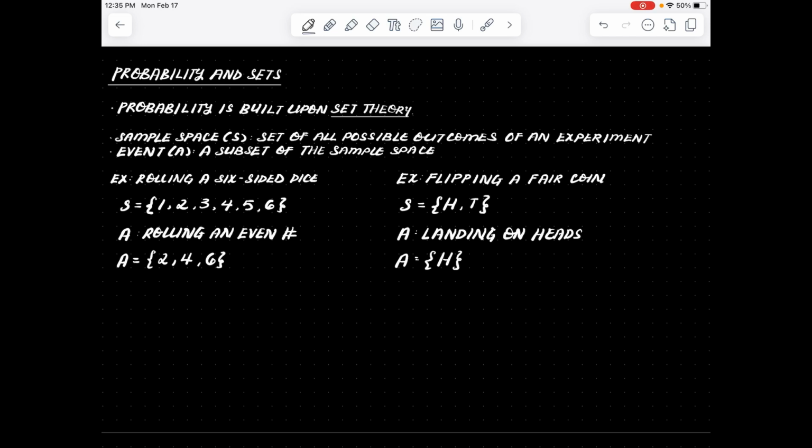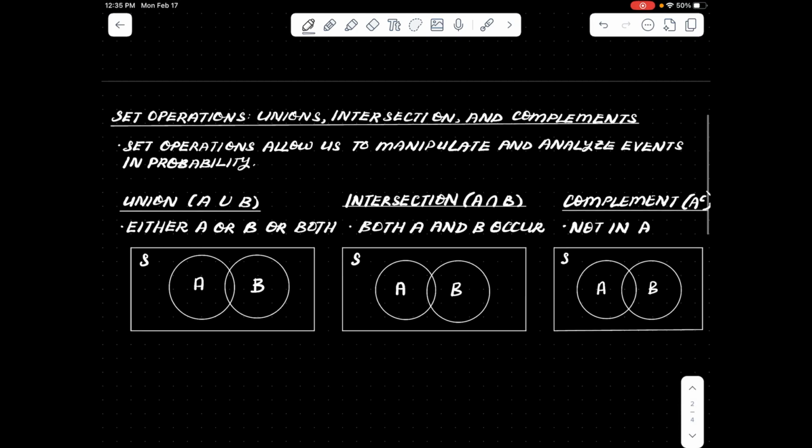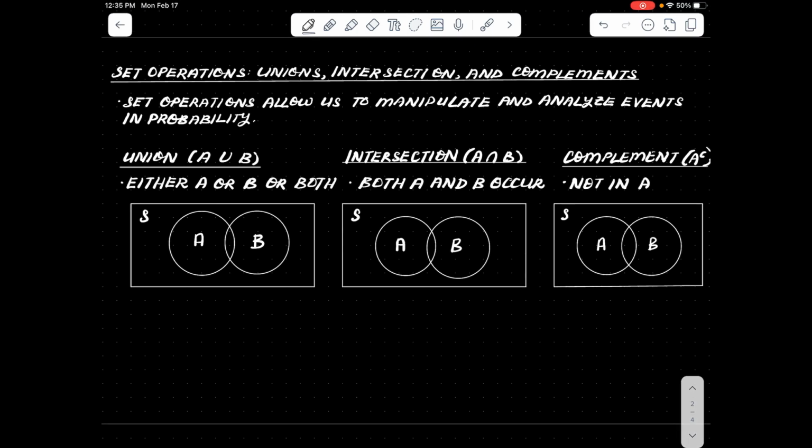All of these basic definitions and terms about sample spaces and events might seem very basic, but understanding probability in terms of sets will allow us to work better and better understand these different events. So let's move on to set operations, which are unions, intersections, and complements. These allow us to manipulate and analyze events in terms of set theory.